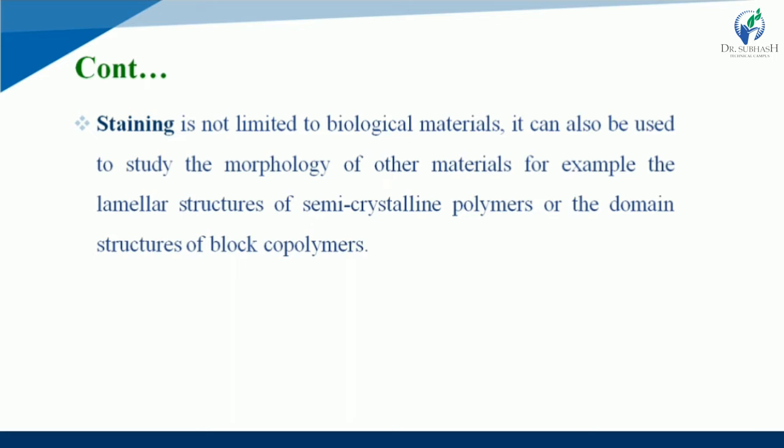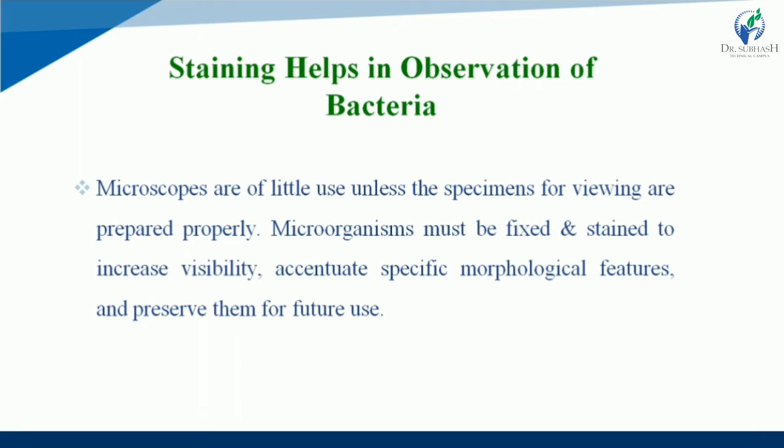Staining is not only used for biological materials, but it is also used to study the morphology of other materials. For example, the lamellar structure of semicrystalline polymers or the domain structure of block copolymers. Staining helps in the observation of bacteria. How does staining help with observation?